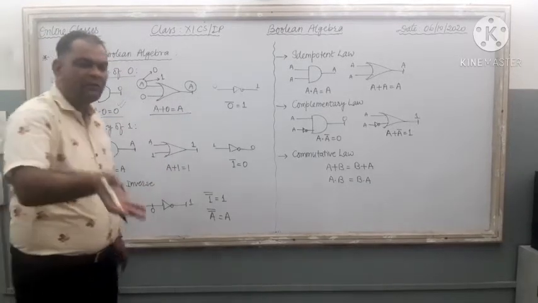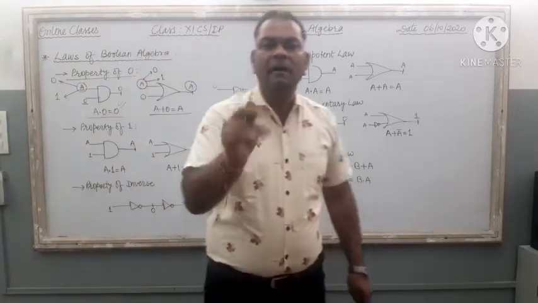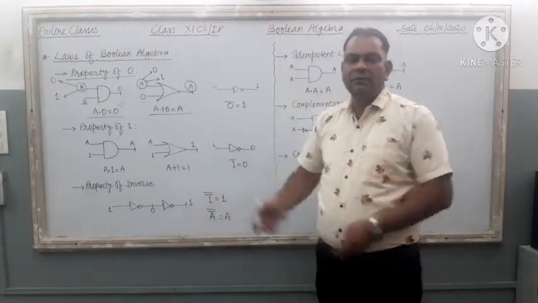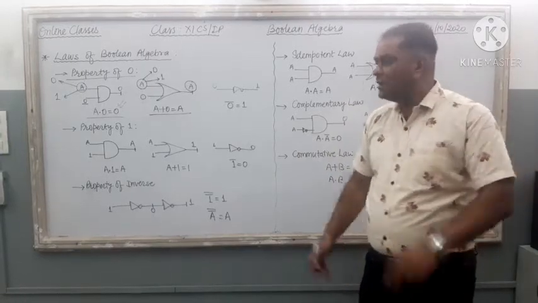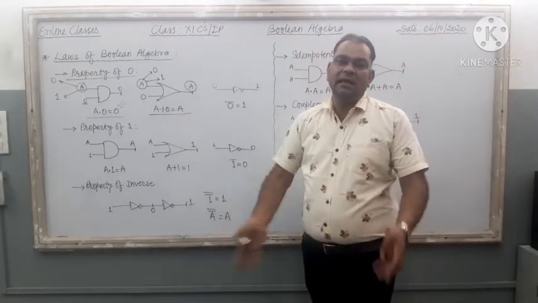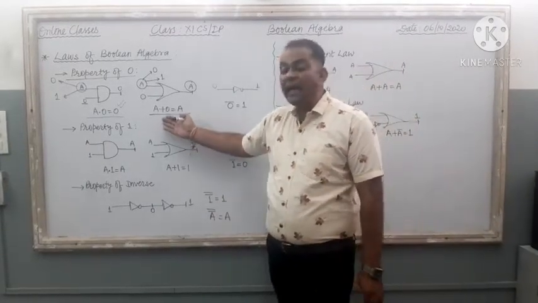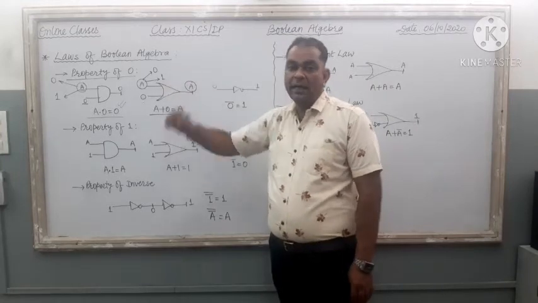It is there in our general mathematics also. 5 plus 0 means what? 5. 10 plus 0 means what? 10. So A plus 0 means what? It is A. Here plus indicates OR gate.